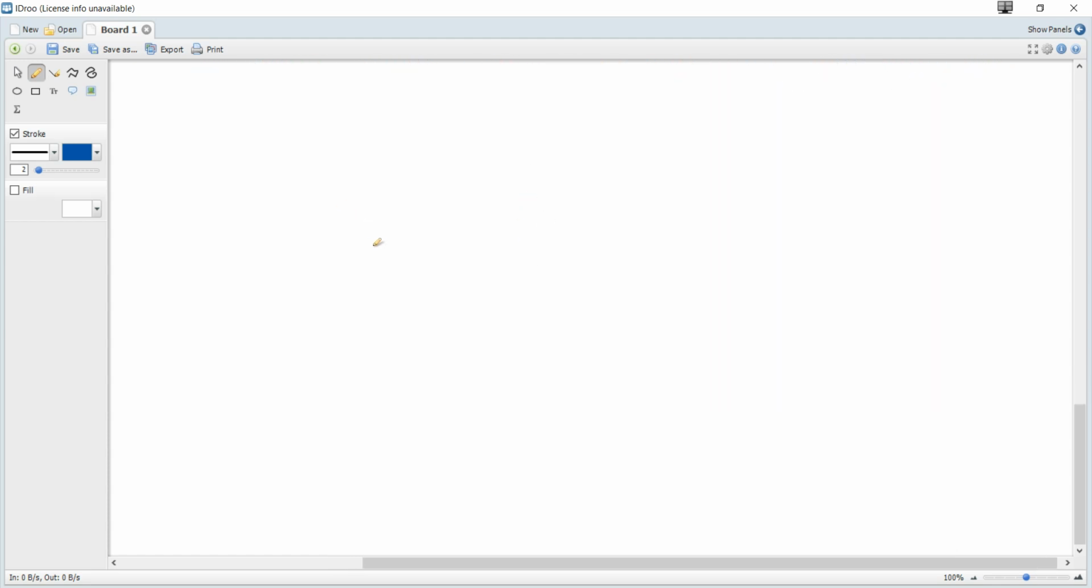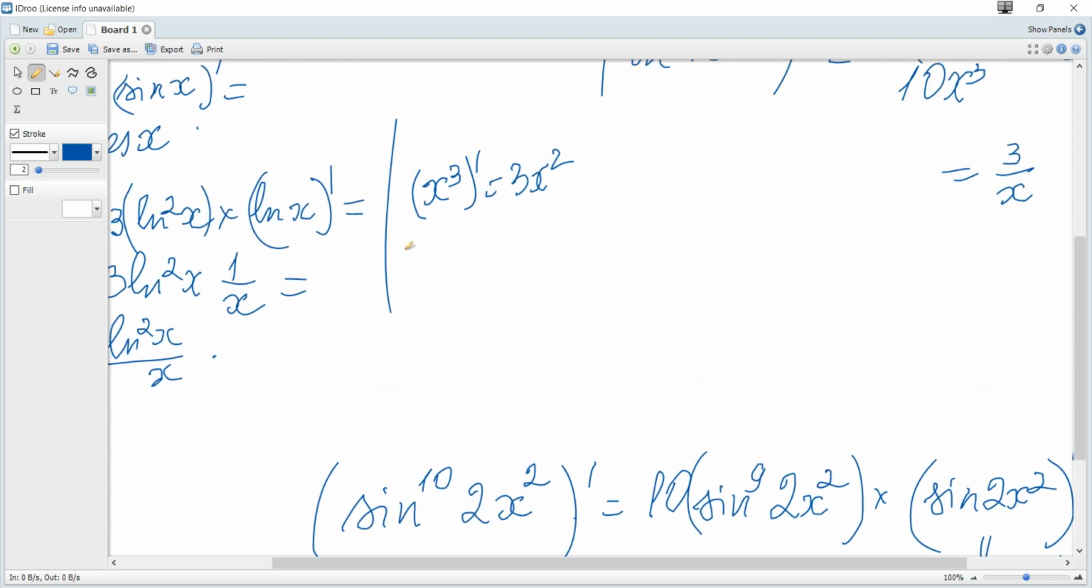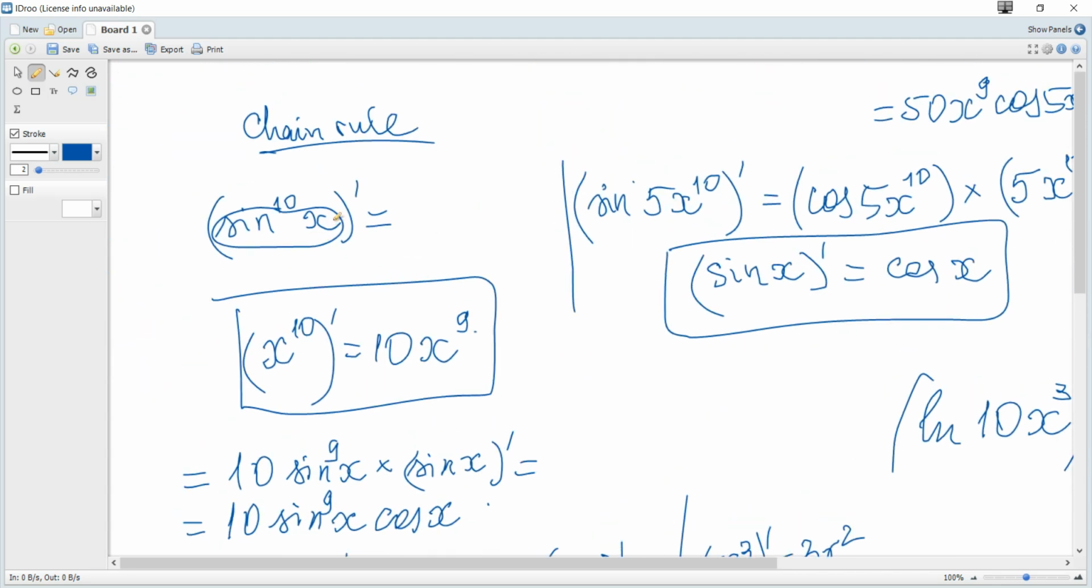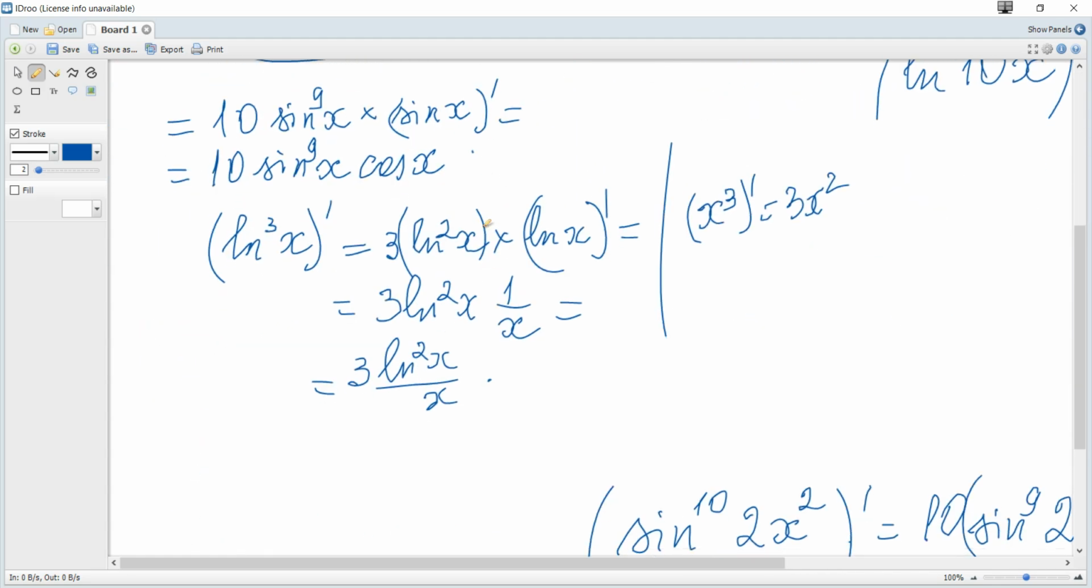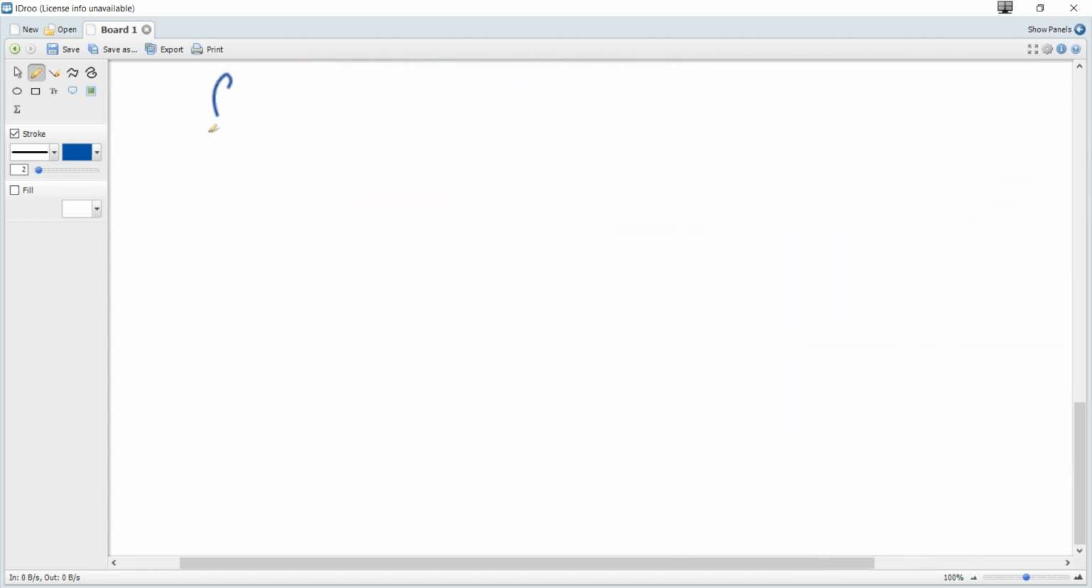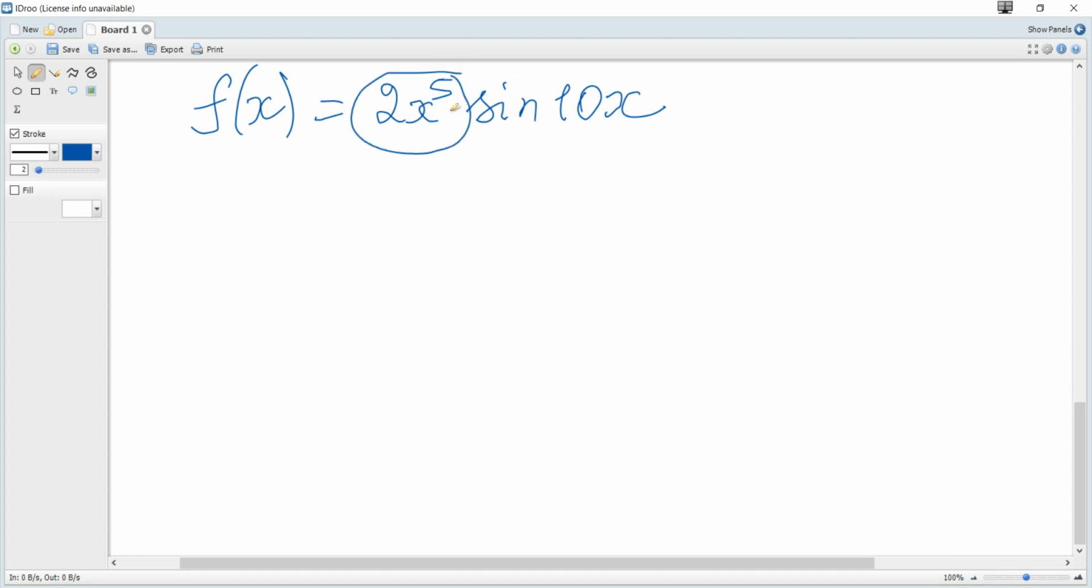How to apply product rule? And notice that chain rule is applied when we have only one function. What do I mean? For example, if you have f of x equal to 2x to the power of 5 sine 10x. Here you have two functions, 2x to the power of 5 and sine of 10x. You cannot apply the chain rule directly to the whole function. You should consider it as a product of two functions.